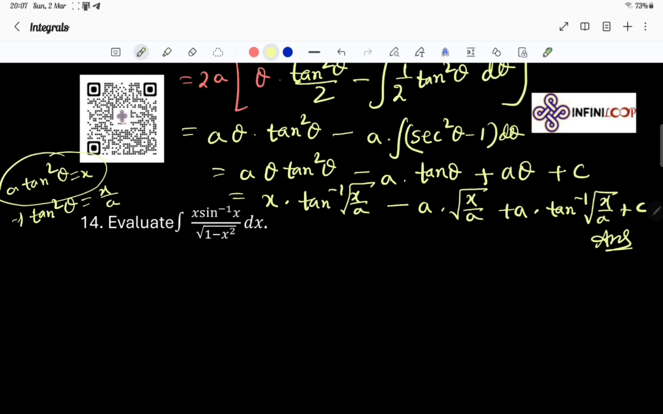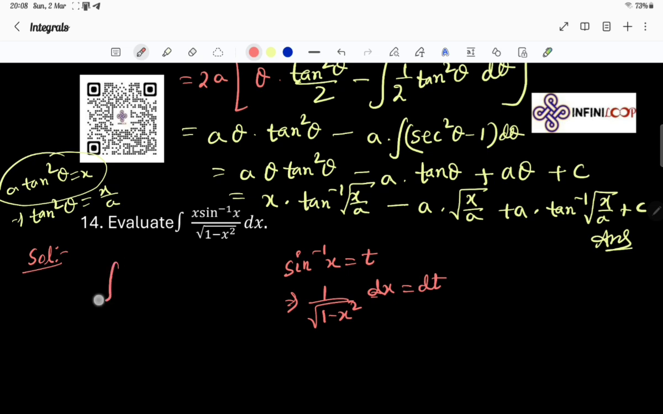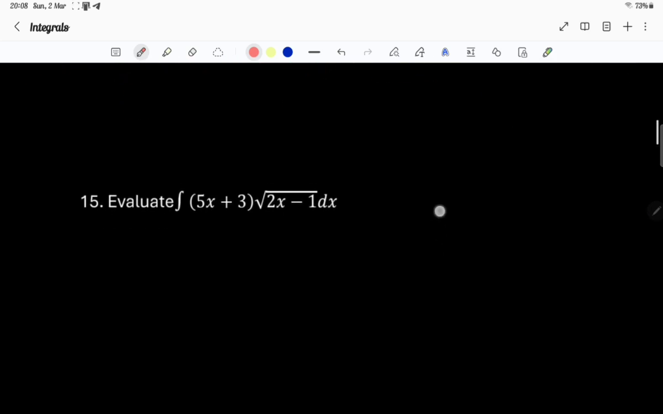Now question number 14. Question number 14 is very easy, I will not do it, you will do it at home. At first you have to apply the substitution method, then you have to do the integration by parts. Suppose you take sin inverse x equals t, then 1 by root over 1 minus x square will come, equals dt. Then you have to put x is sin t, and sin inverse x is t, and dx is dt. Now you have to apply by parts.